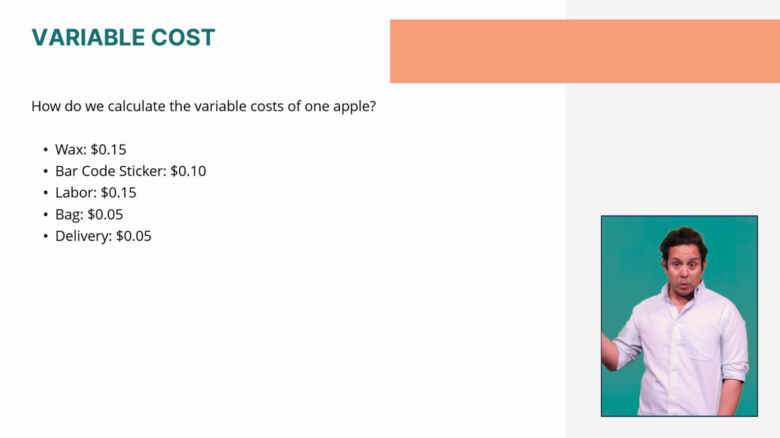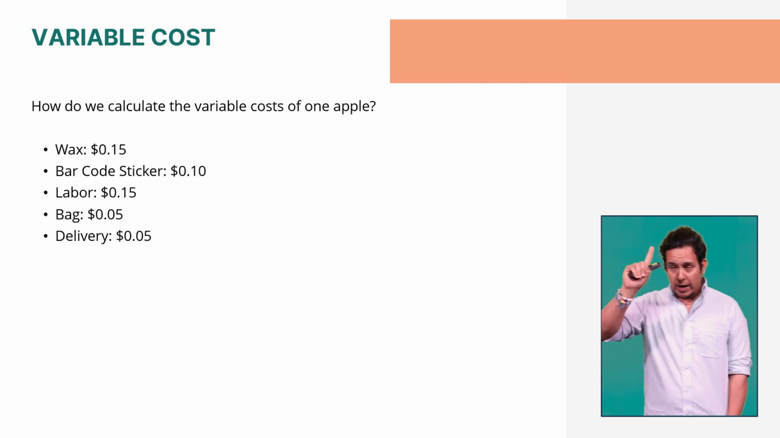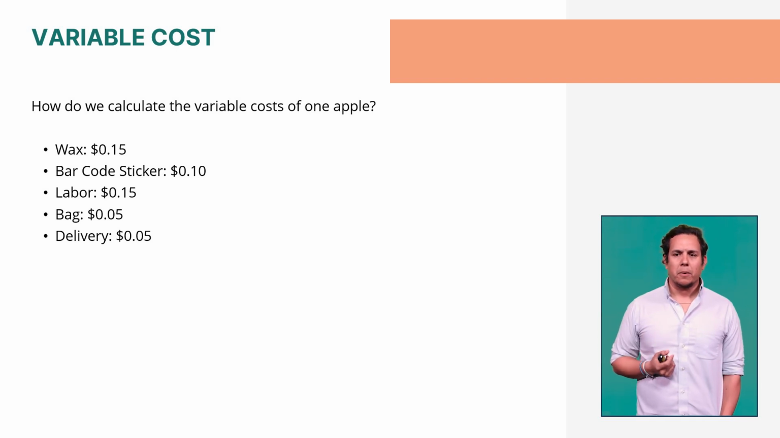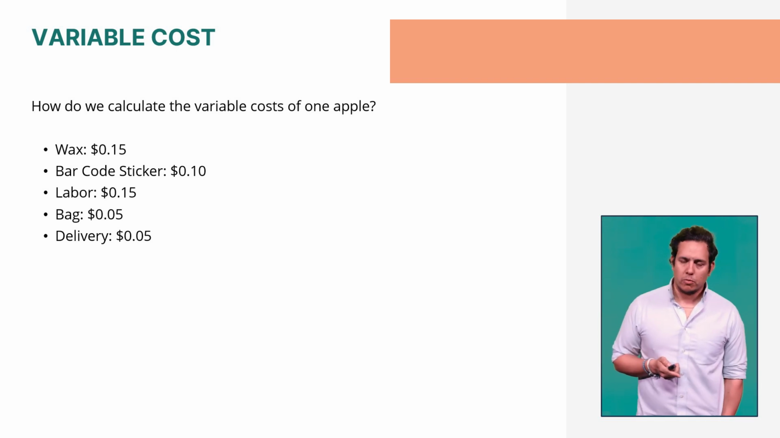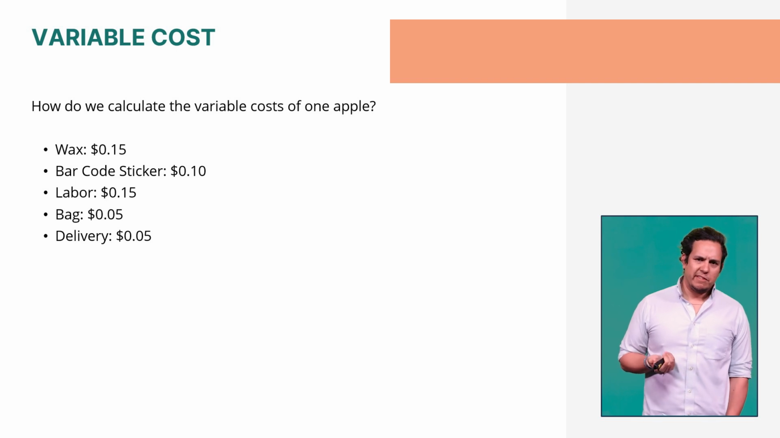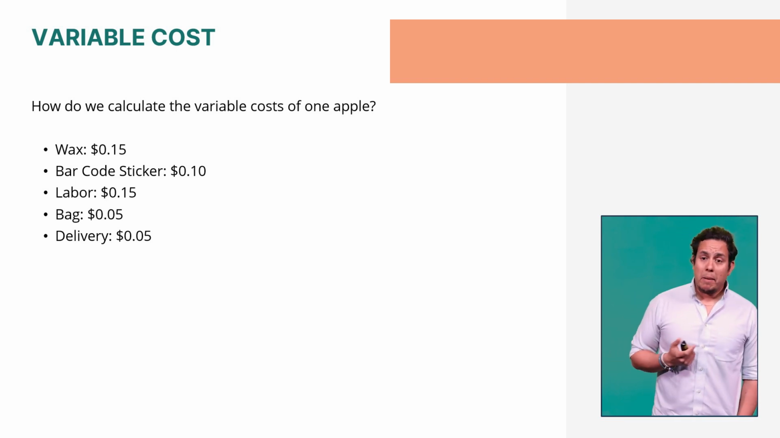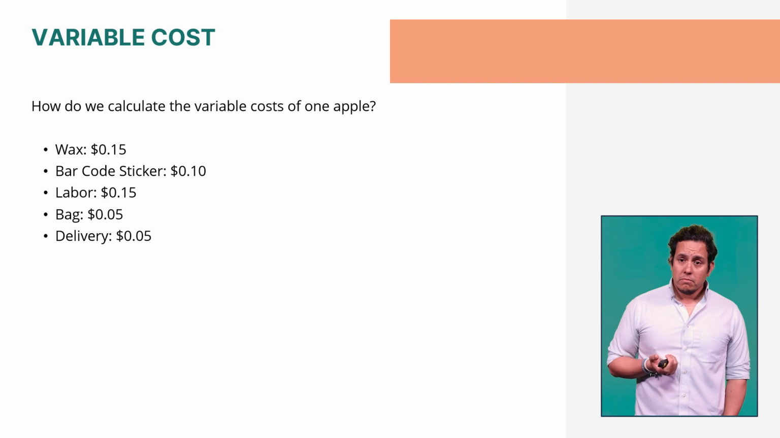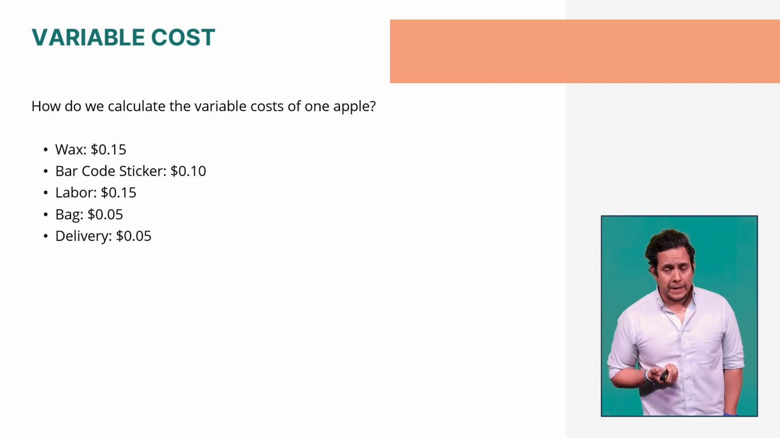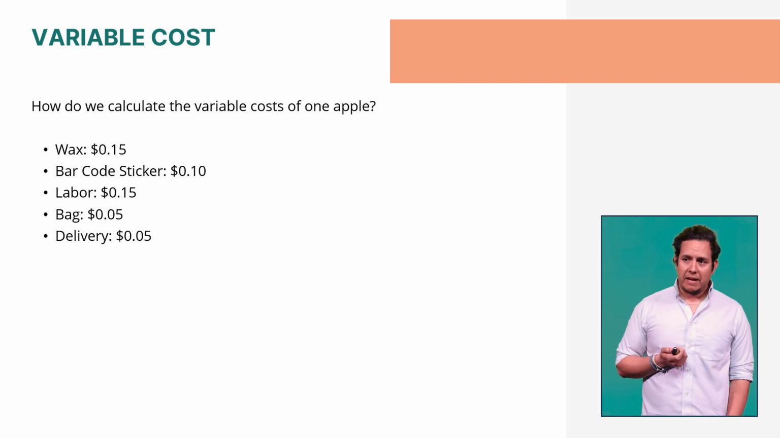15 cents per apple. These are all per one apple. Barcode sticker, 10 cents. Call it that. Labor, 15 cents per apple, pulling it down from the tree. One apple, a bag, 5 cents, maybe. And then delivery, 5 cents.